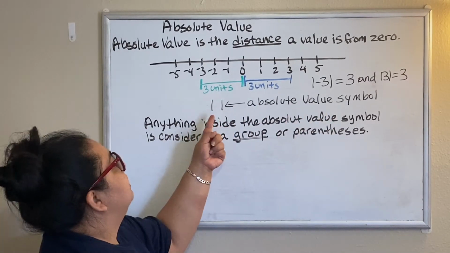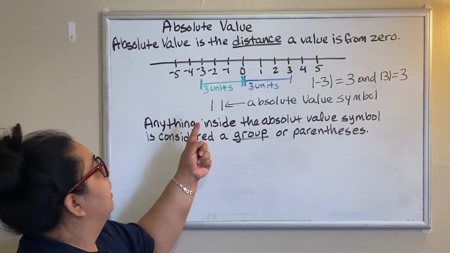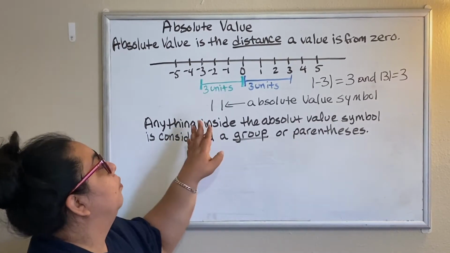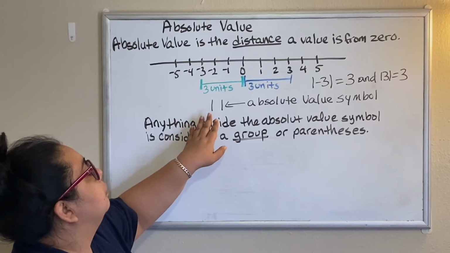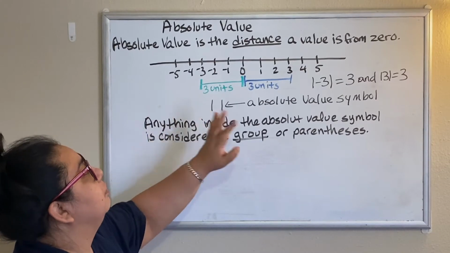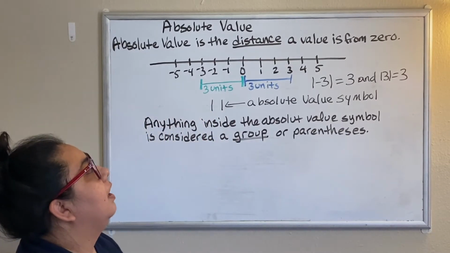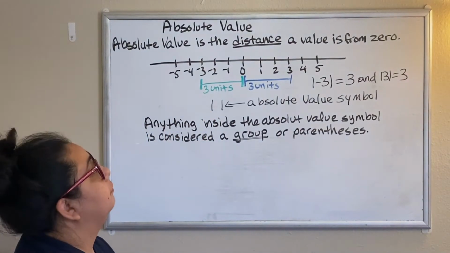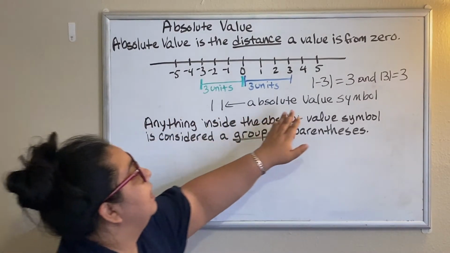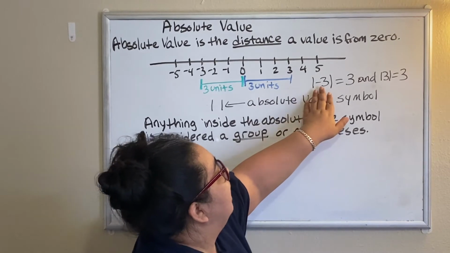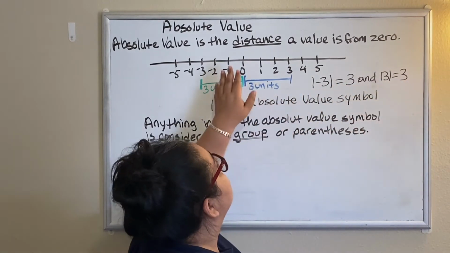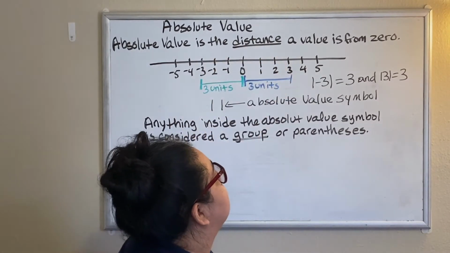And anything that's inside that symbol is considered a group or a parenthesis. So when you're simplifying, you want to make sure you simplify the inside of those groups first before you simplify the rest. Remember, in order of operations, groups was first. But remember, with absolute value, it is a distance. So it basically changes from a negative to a positive, and if it's already positive, it stays positive because we're talking about a distance.